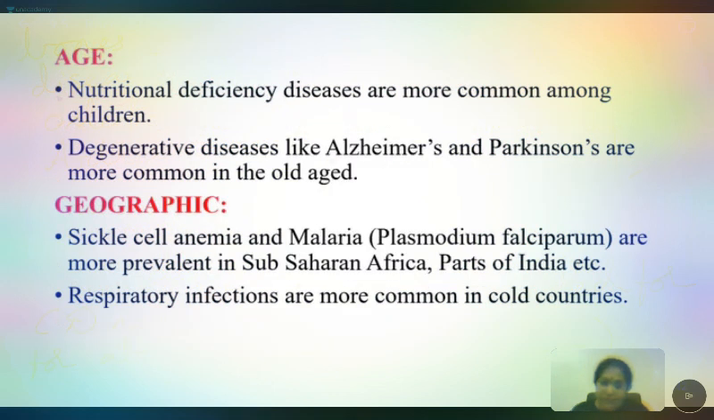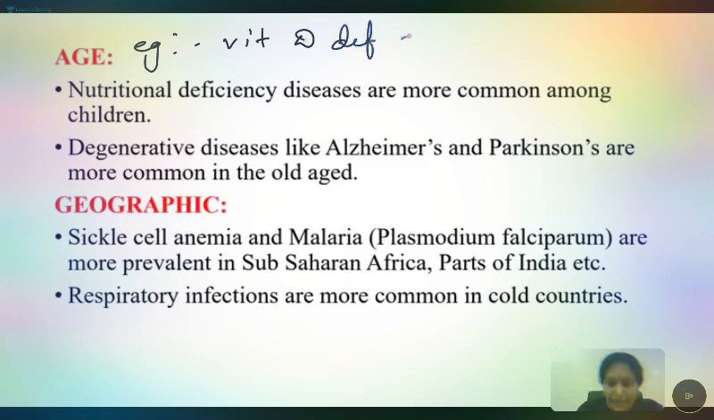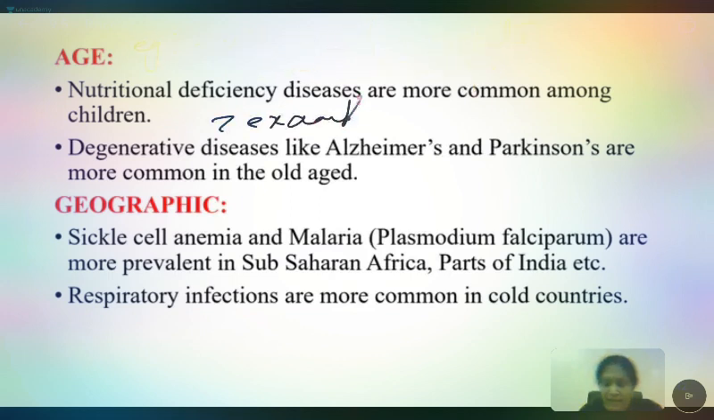Nutritional deficiency diseases are more common among the children. And here if you want, you can write examples. For example, vitamin D deficiency can lead to rickets. Vitamin C deficiency can lead to scurvy. Is it clear? Vitamin deficiency diseases. Any two examples you can write. Is it clear? And how do we know the examples?